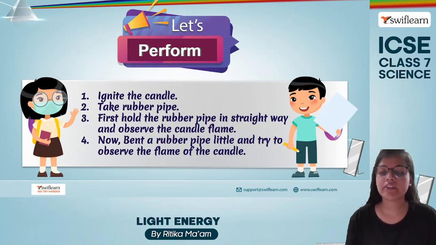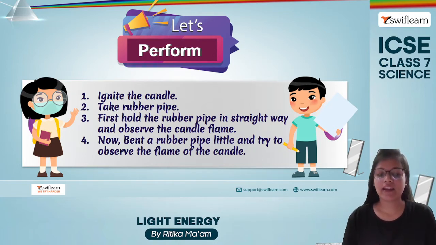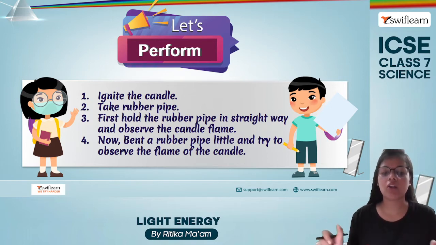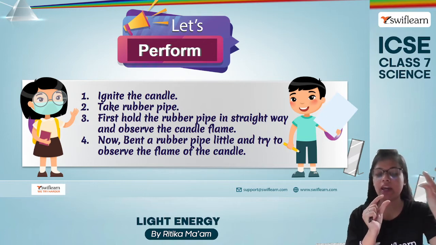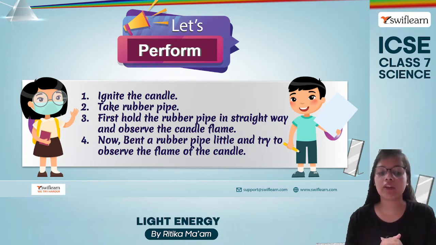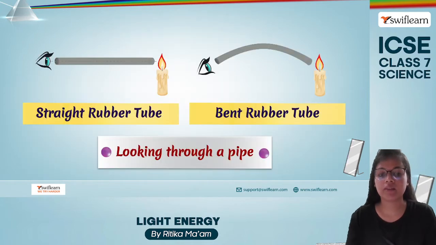Now let's do an activity to see if light travels in a straight line or not. We will ignite a candle and take a rubber pipe which is hollow from inside. We will hold this rubber pipe straight and observe the candle flame. In the second way, we are going to bend the rubber pipe a little and then observe the flame of the candle. So in the first situation, we will observe it through a straight rubber pipe, and in the second, we will bend it a bit and then try to look through the pipe.